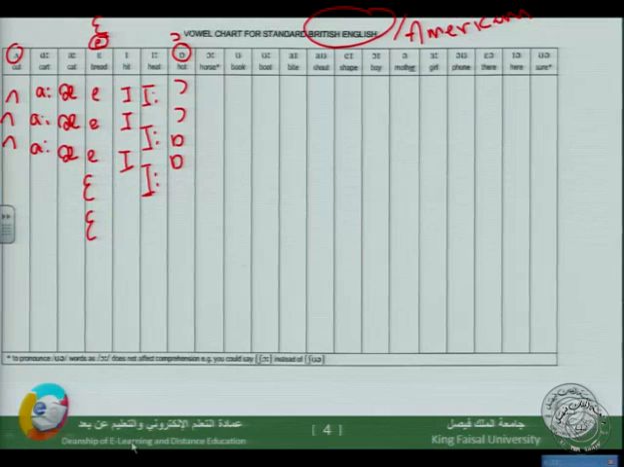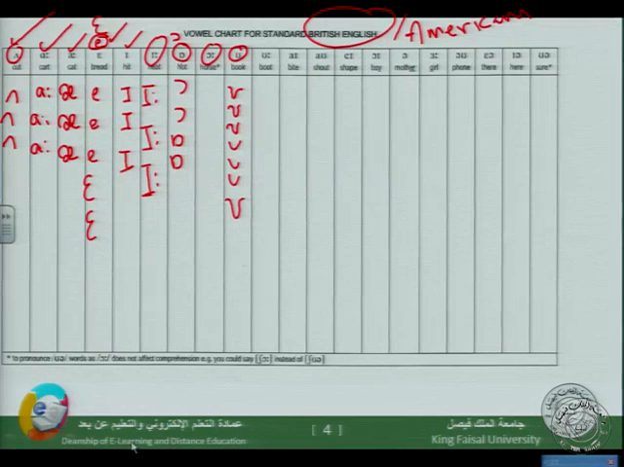We have the long vowel. Notice each one has a long vowel. Here we have a short vowel. Here we have a long vowel, short vowel, short vowel, long vowel, short vowel, long vowel. Horse, oh, horse. Notice how you write book, or in this form, or like this. Boot.